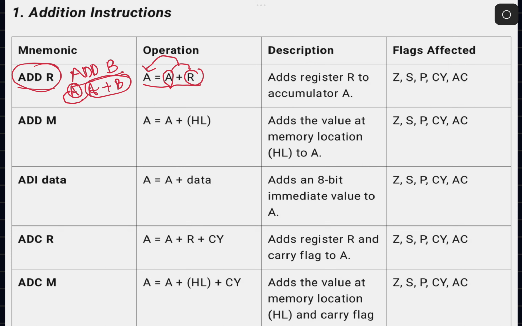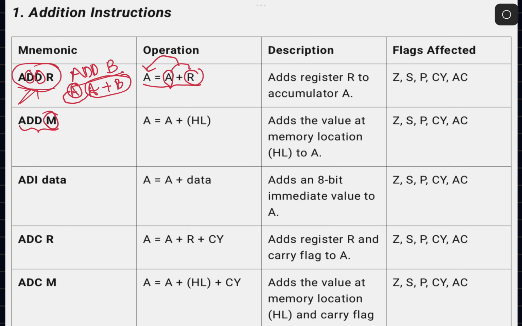And since this mnemonic doesn't mention carry or any other flag, this doesn't care about carry or any other flag. This will simply add the two registers, and the sum is stored in the accumulator. Okay. And the second instruction is ADD M.